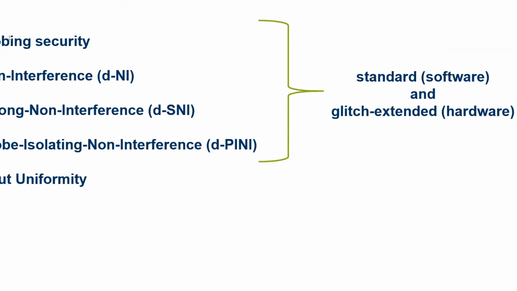Yeah, and we support several security notions. So we support d-probing security, d-non-interference, d-strong non-interference, d-probe-isolating non-interference, and also output uniformity. And for the security notions, we support them in the standard model, which is mostly relevant in the software scenario, and also the glitch-extended model, which is highly relevant in hardware.